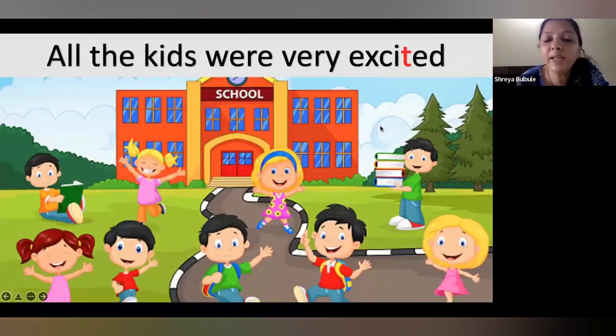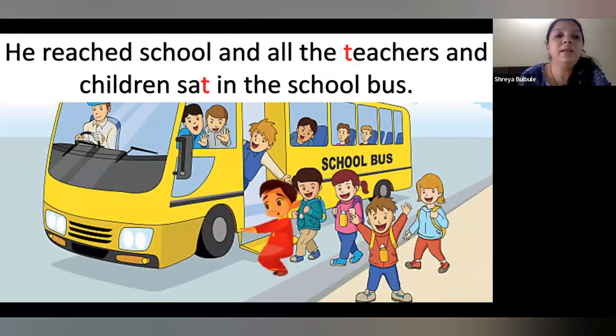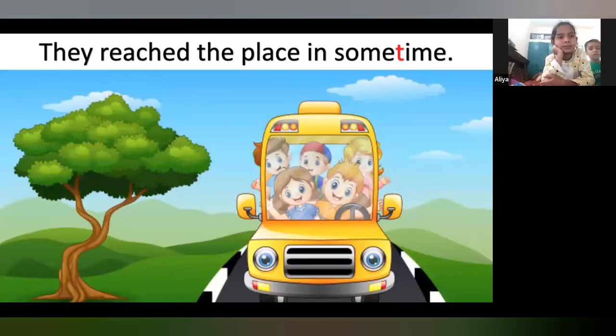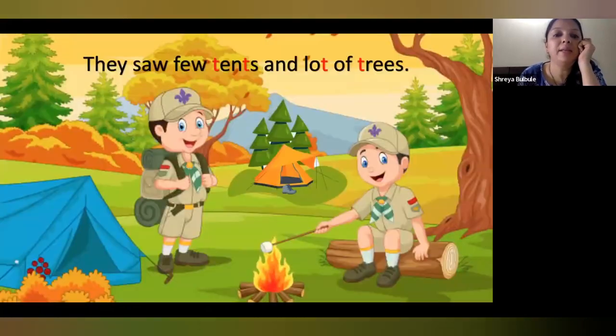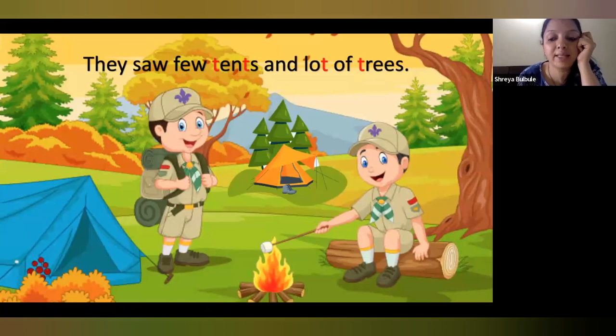All the kids were very excited. What were they? They were very excited. He reached the school and all the teachers and the children sat in the school bus. What did they do? They sat in the school bus. They reached the place in some time. They saw few tents and lots of trees. What did they see? Lots of trees. And where are they living? They're living in the tents. Where are they living? In the tents.